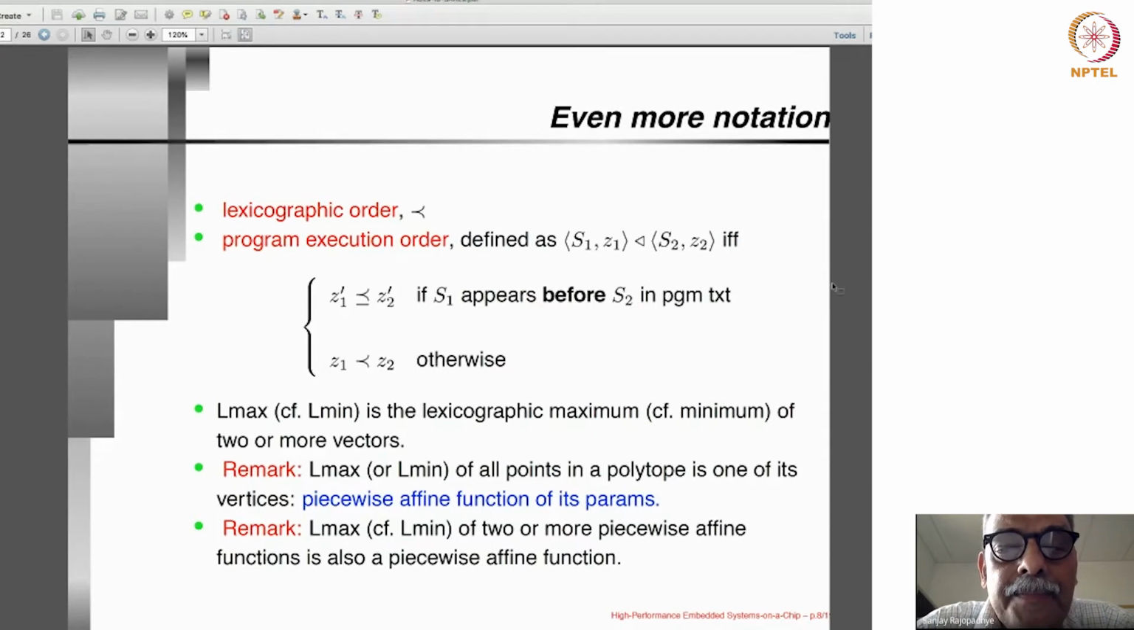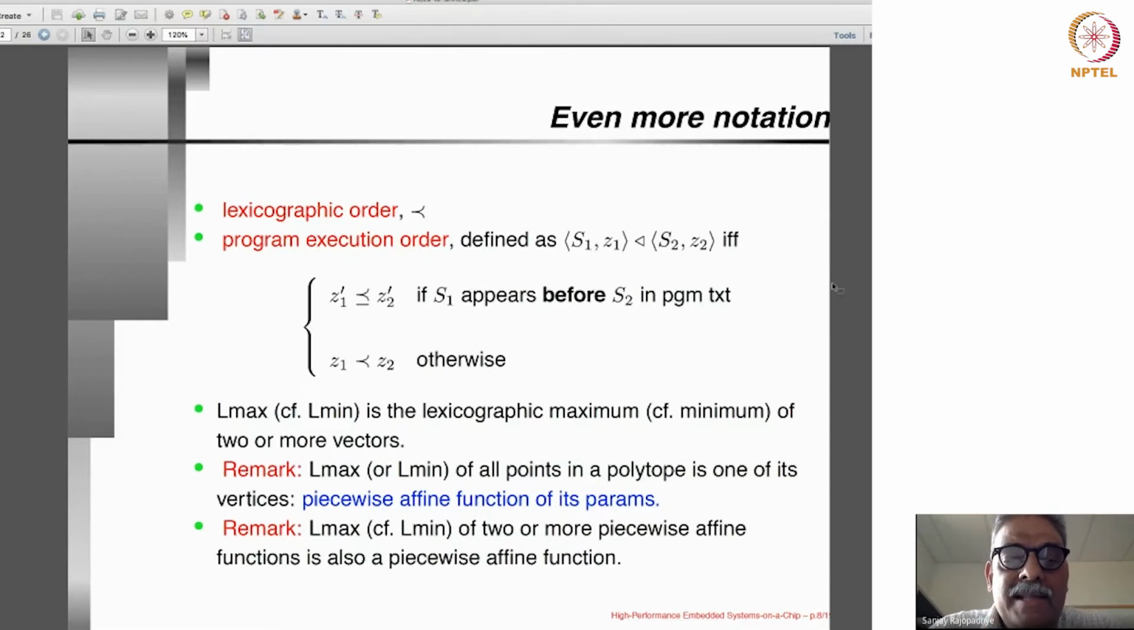Okay? So the lexicographic order is basically the union of polyhedra or union of linear inequalities. Okay? Again, if this statement is not very clear, just be patient, take it on faith for now. If you think a little bit about it, you will get it.